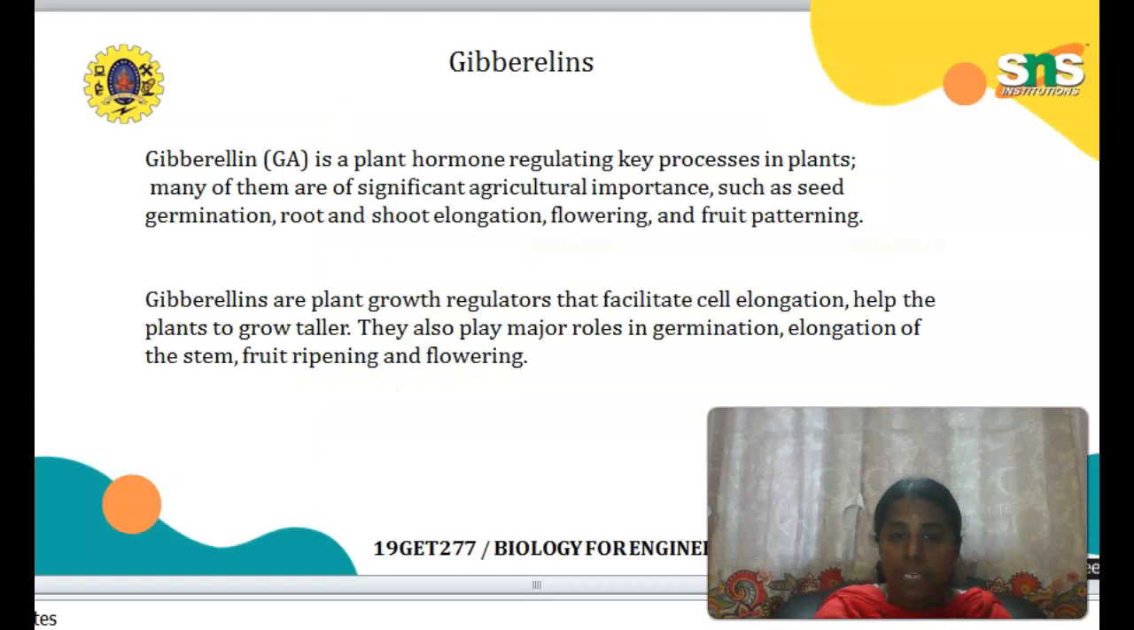Gibberellins. Gibberellin is a plant hormone regulating key processes in a plant. Many of them are of significant agricultural importance, such as seed germination, root and shoot elongation, flowering, and fruit patterning. Gibberellins are the plant growth regulators that facilitate cell elongation and help the plants to grow taller. They also play a major role in germination and elongation of stem, fruit ripening, and flowering.